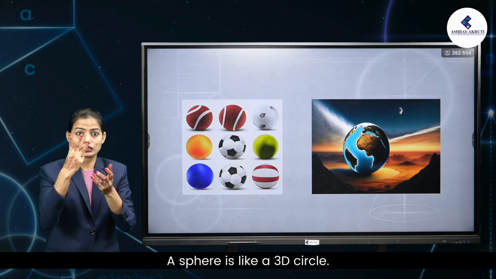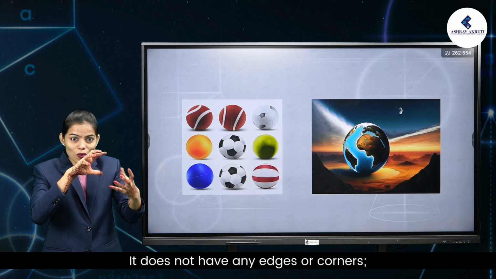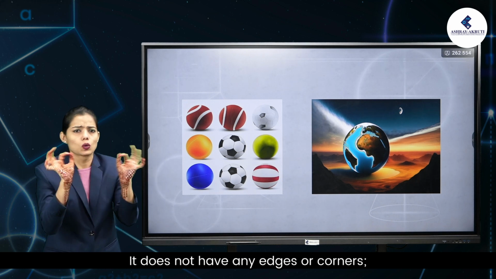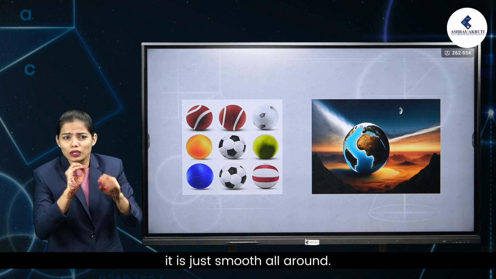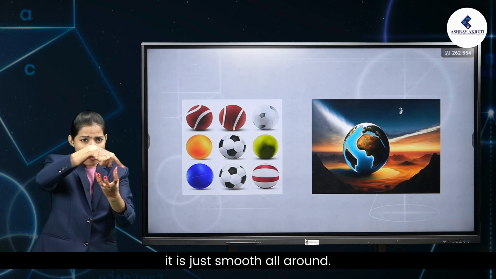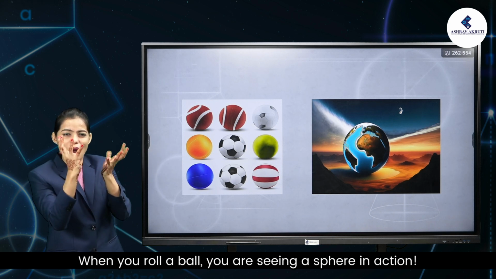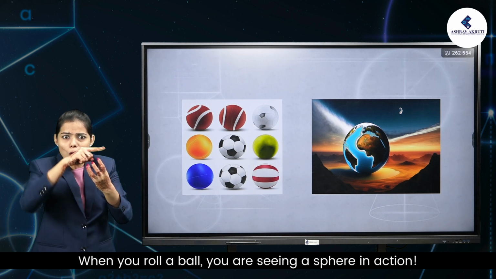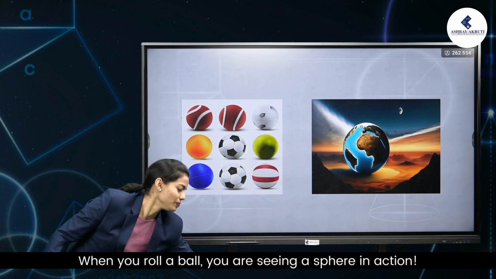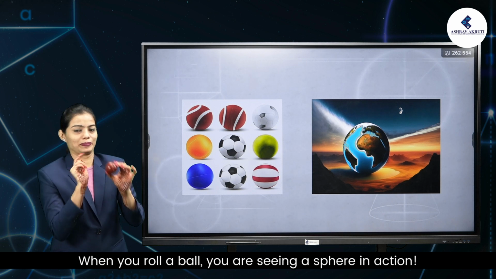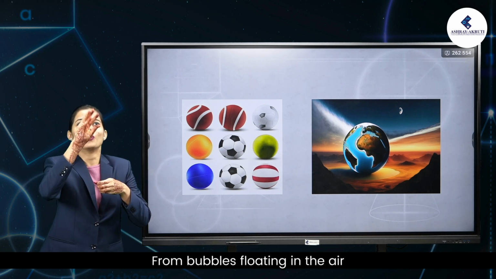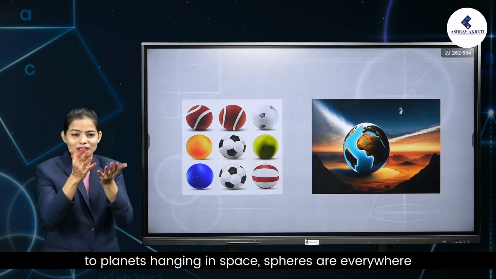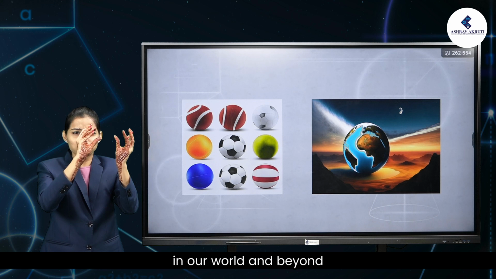A sphere is like a 3D circle. It does not have any edge or corners. It is just smooth all around. When you roll a ball, you are seeing a sphere in action. From bubbles floating in the air to planets hanging in space, spheres are everywhere in our world and beyond.